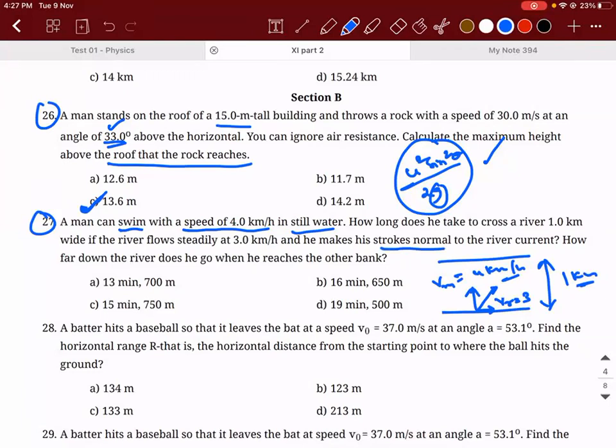So what time is he going to take to reach the other end? Time is equal to distance, that is 1000 meters or 1 kilometer, divided by the speed of the man, 4. So 1 divided by 4 is 0.25 hour. 0.25 hours is how many minutes? 15. So 15 minutes should be the answer.